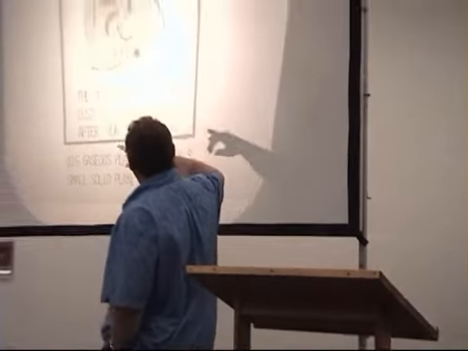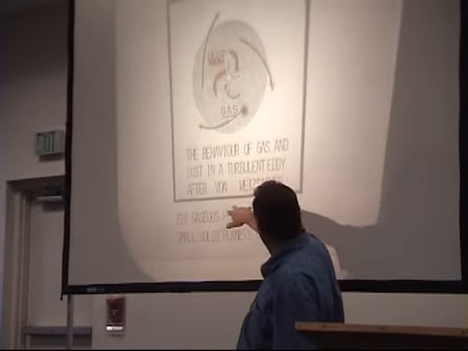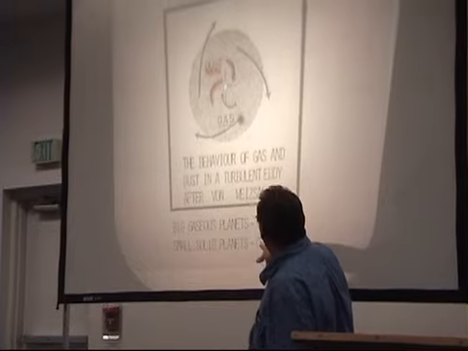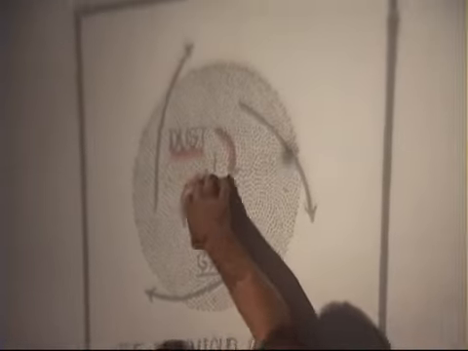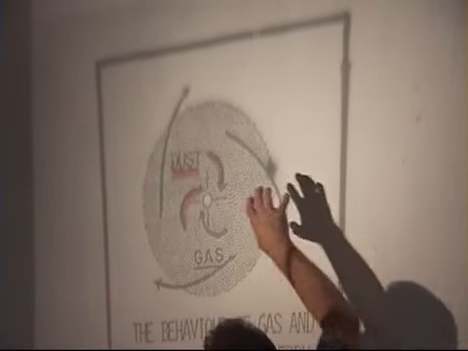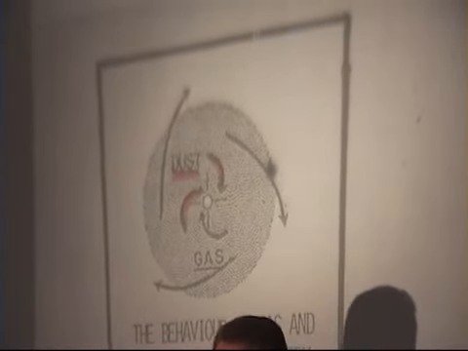Well, and notice what happens in the vortex, in vortices. Here's the behavior of gas and dust in the turbulent eddy after von Weizsäcker. As the vortex goes around, you have dust drifting into the center, and gas being thrown out towards the edge.